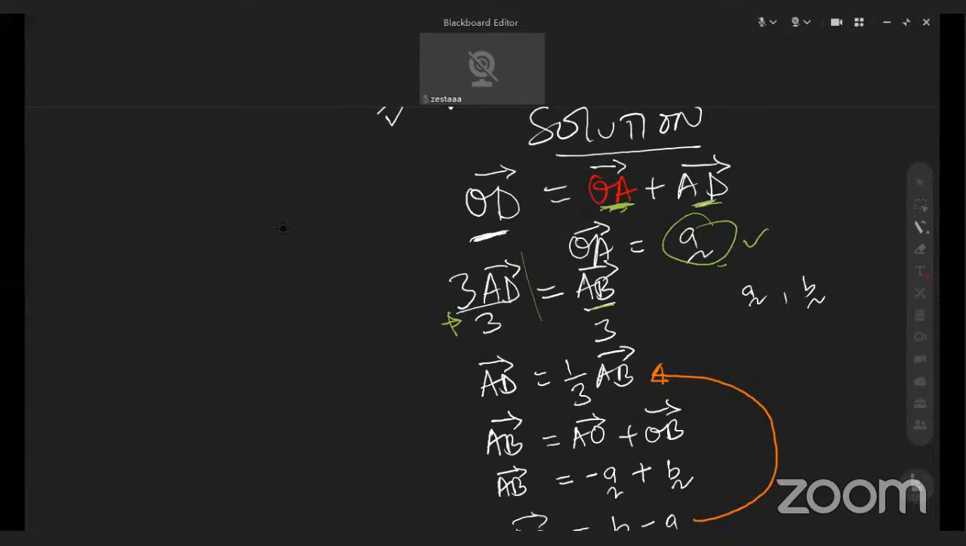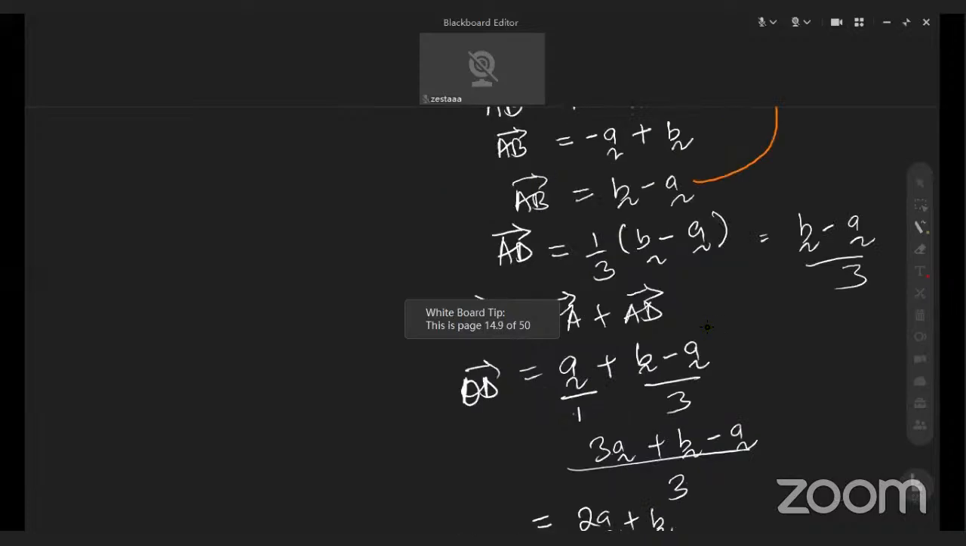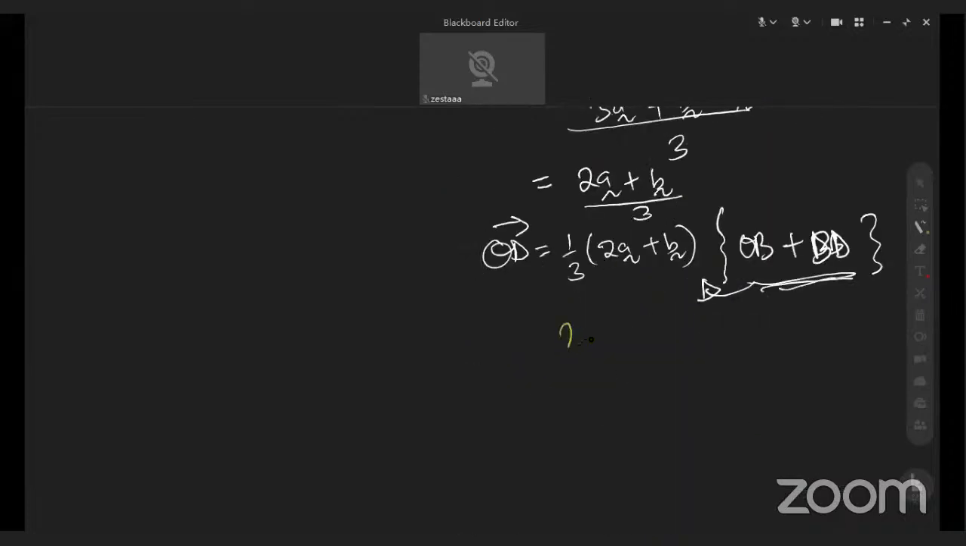Okay, sir. When you put your answer like 2A into bracket 1 plus B out of 3, is it also correct? Out of 3, it is okay, but this will be a simpler form. It is also fine.